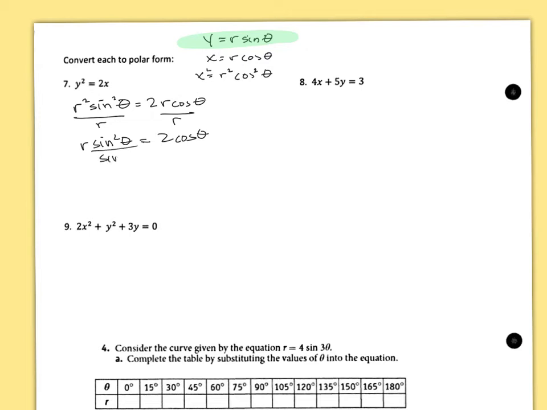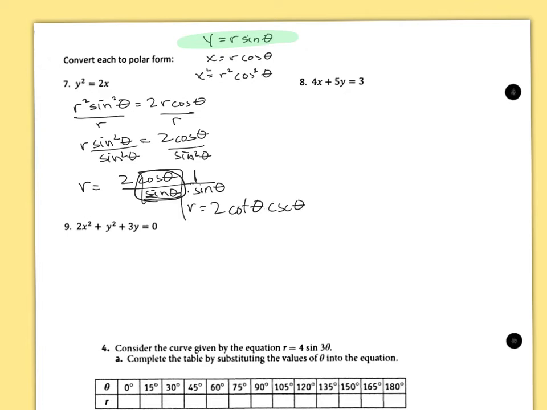Divide both sides by sine squared. And now you have to bring back all your trig. We have 2 cosine, and the bottom is sine times sine. And I purposely wrote it like that to show you. So we have this, and then we have this. So we get r equals 2 cotangent, because that's cosine over sine. 1 over sine is cosecant. Dust off that knowledge, bring it back out.